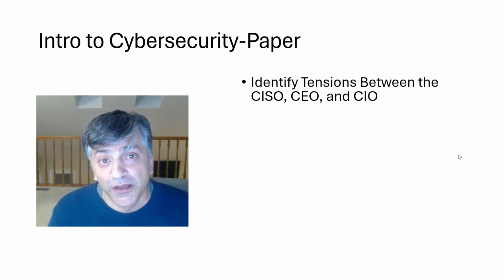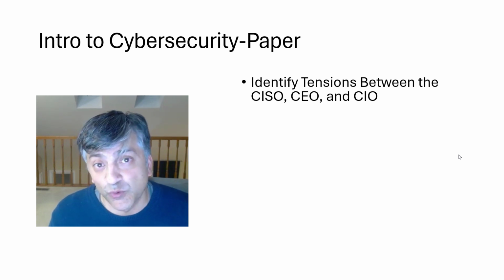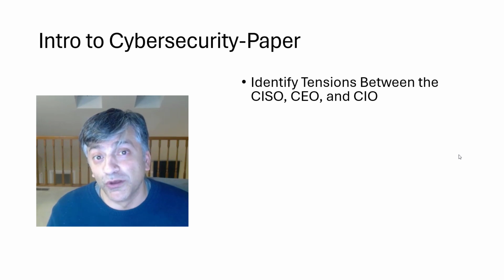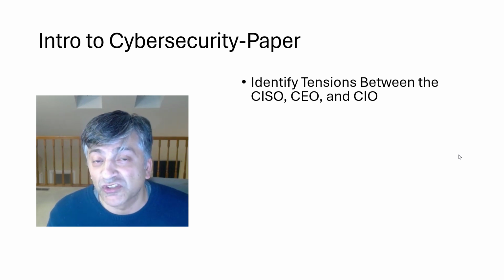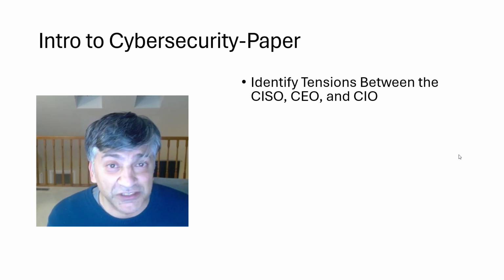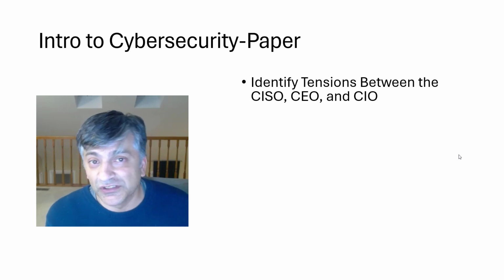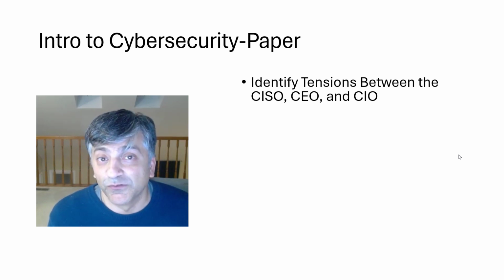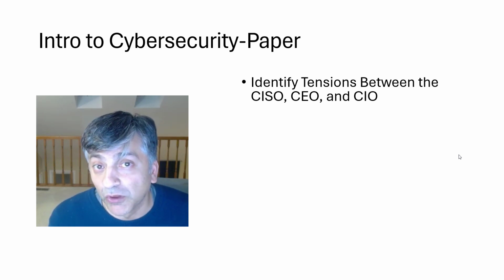The CIO is accountable for the systems to work and to be user-friendly and for people to actually be able to do their jobs on the systems that are available. So lack of complexity, ease of use. The CISO, the Chief Information Security Officer, is responsible for the cybersecurity role.